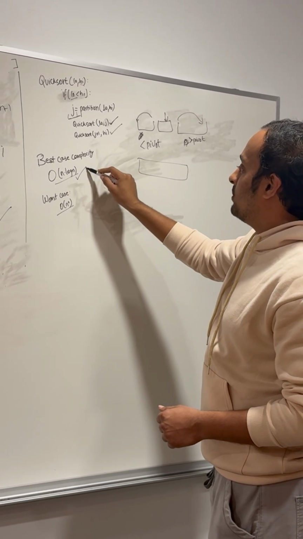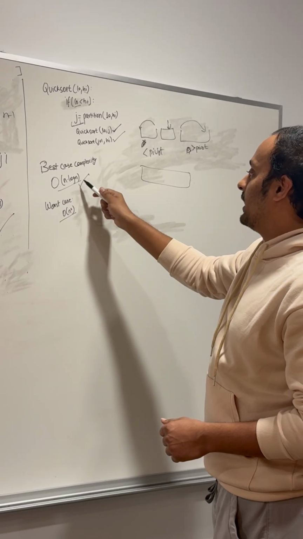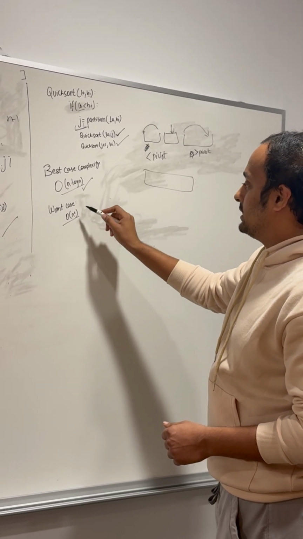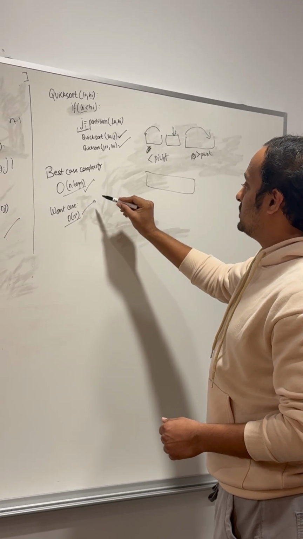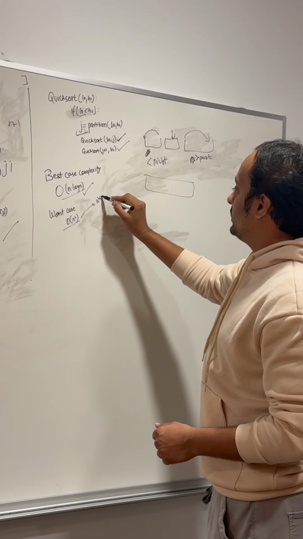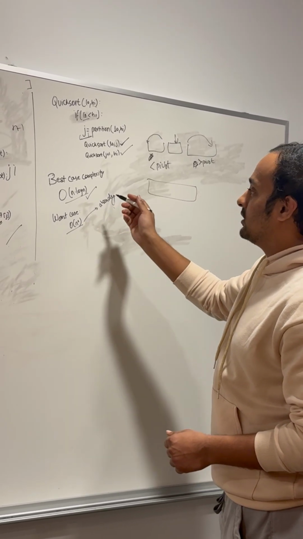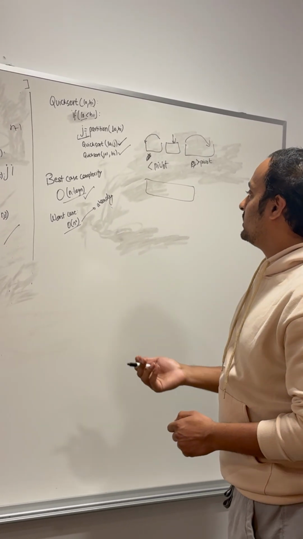The best case time complexity of this algorithm is order n log n, and the worst case is order n squared. This usually happens when the array is already sorted and we're trying to run this algorithm on it. Yeah, so that's it.